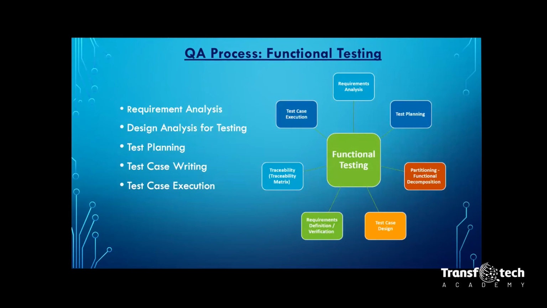In order to perform functional testing, these are the steps we followed. Number 1, requirement analysis, design analysis for testing, test planning, test case writing, test case execution. Let's talk about the very first step of functional testing, which is requirement analysis. In this phase, we identified customers' needs, evaluated the system for feasibility, performed economic and technical analysis, allocated functions to system elements, established a schedule and constraints, and created the system definition.